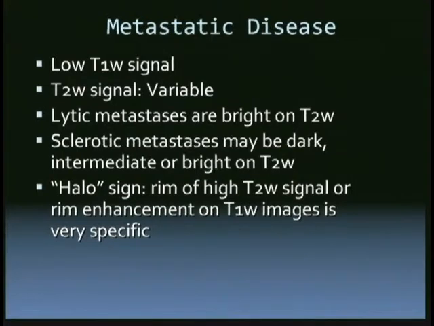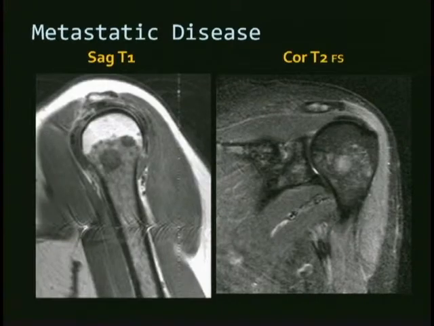The halo sign, I'll show you an example, is a rim of high T2 signal or rim enhancement around a lesion, and that's very specific for a malignant lesion. So this is a patient with breast cancer, and you can see on the sagittal T1 on a background of hematopoietic marrow, because she was taking some erythropoietin, she had those nodular areas of lower signal intensity, and that became brighter on the T2. So that's a very non-specific but very common appearance of metastases.